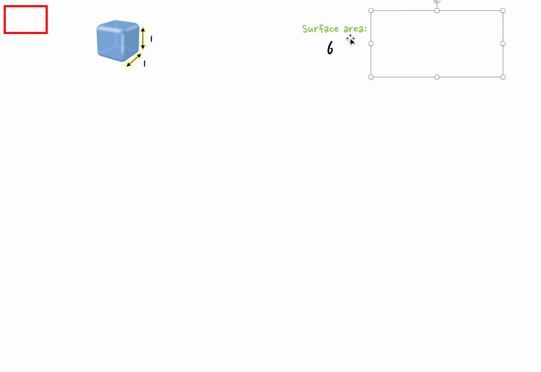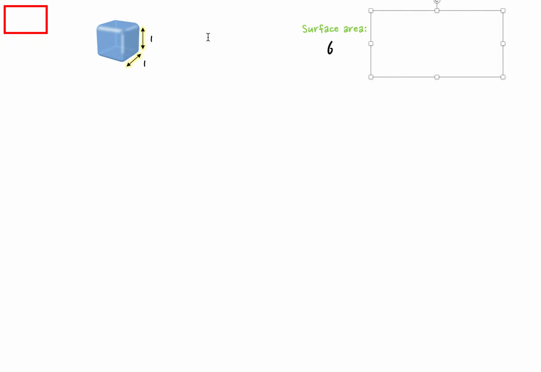So how do we calculate the surface area? It is going to be 1 times 1. In that way, we find the surface area of one side. But we know there are 6 sides to this cube. So then we times it by 6. So that's going to be 6. The surface area, the total amount of membrane, is going to be 6.